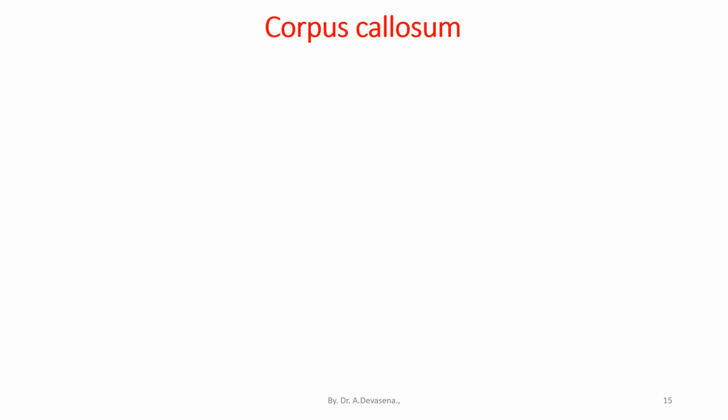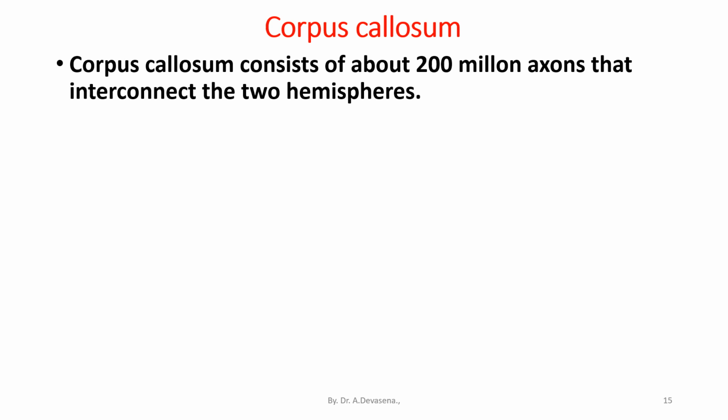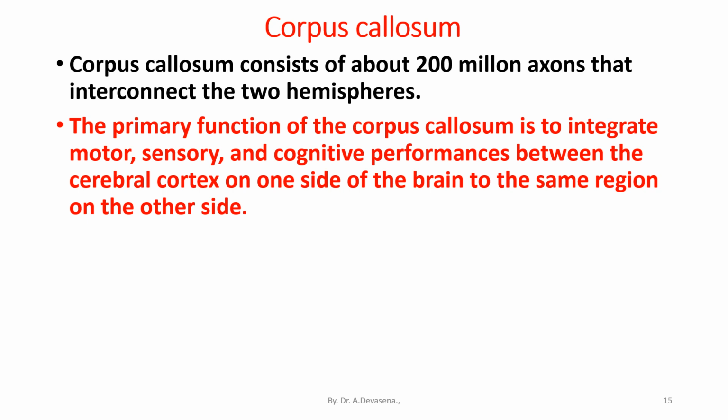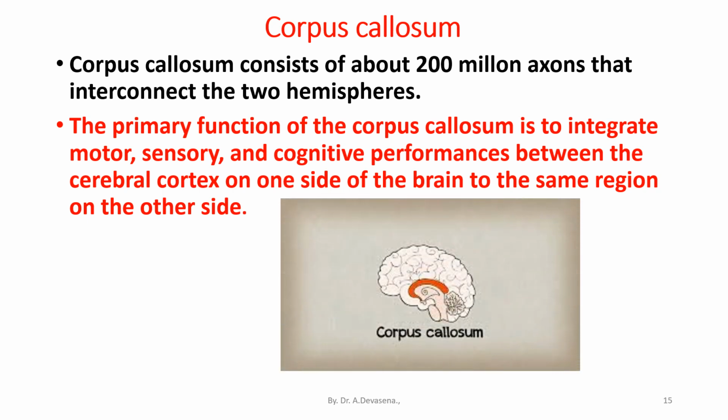Let us see about the corpus callosum. Corpus callosum consists of about 200 million axons that interconnect the two hemispheres. The primary function of the corpus callosum is to integrate motor, sensory, and cognitive performance between the cerebral cortex on one side of the brain to the same region on the other side. This is the representation of the corpus callosum.